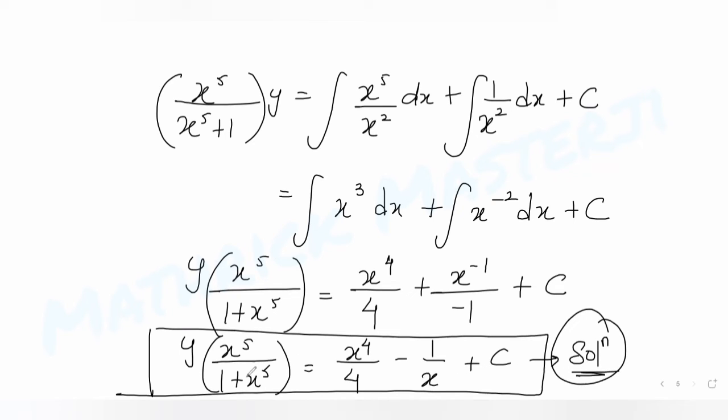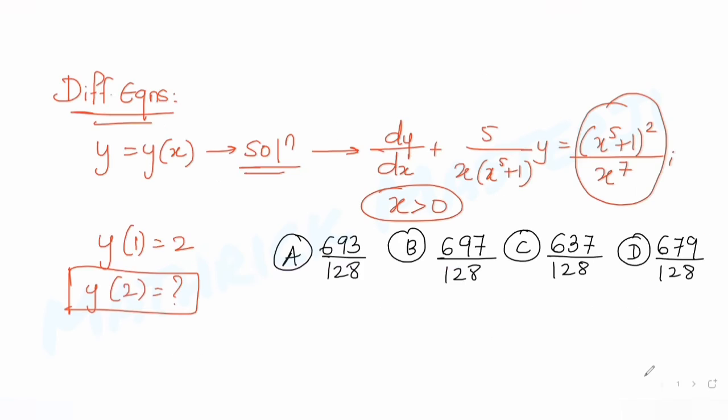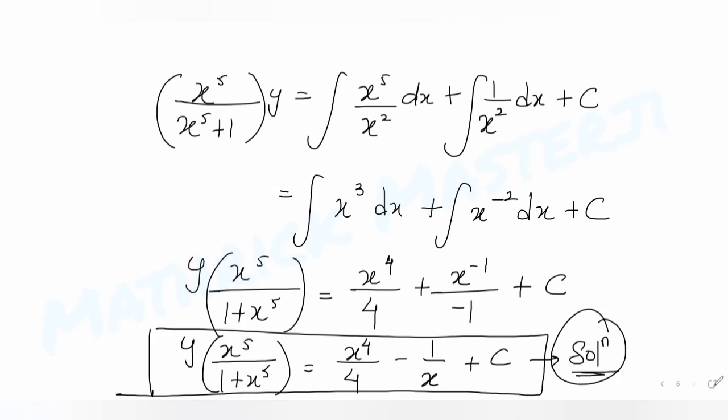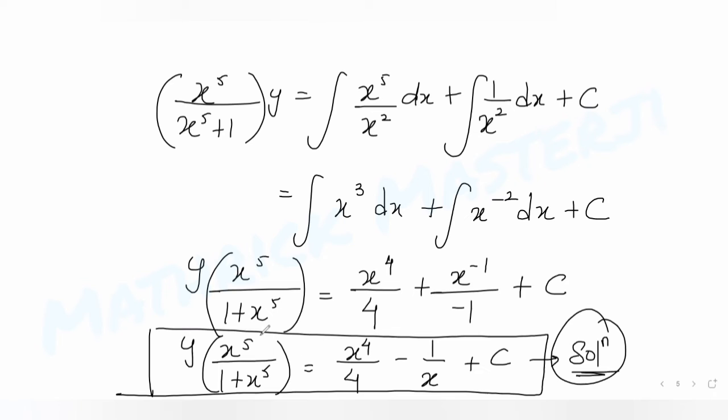Now once I have the entire solution of the differential equation, let's try to solve it with the conditions which are given to us. We have been given at x equals 1, y equals 2. So let's use that condition to find the constant c. At x equals 1, I'm putting y as 2. So y is 2, x is 1.